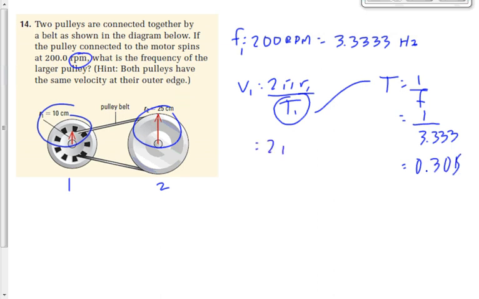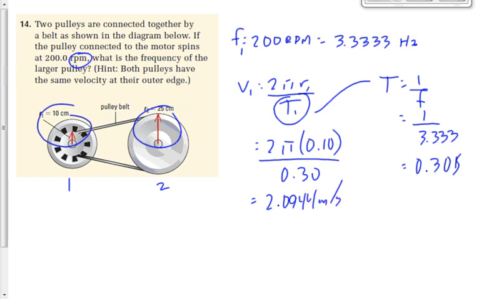Turn around and plug that into here. 2 times pi times 0.10 divided by 0.30. And what does that equal? 2.0944 meters per second. Good, thank you. All right, okay, there's something. Okay, you may not know where to go from here. That's okay. I mean, I hope you do know where to go from here. I hope you're able to solve this problem. But if you've got this far, you've just solved for something, and it's correct. Even if it doesn't lead me to the answer, what you've done is correct. It's not what we're looking for, but it's correct. The speed of the smaller pulley is 2.0944 meters per second.